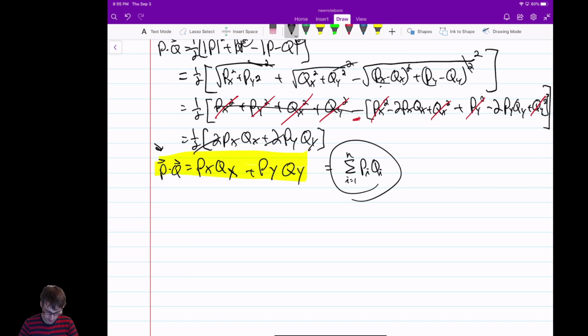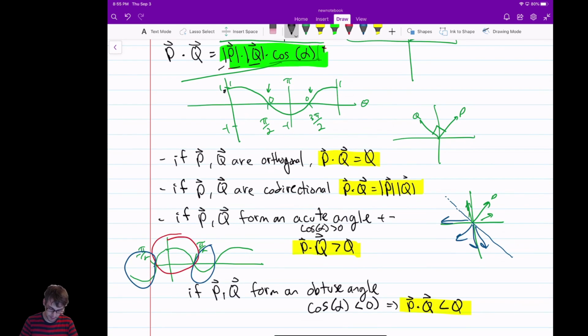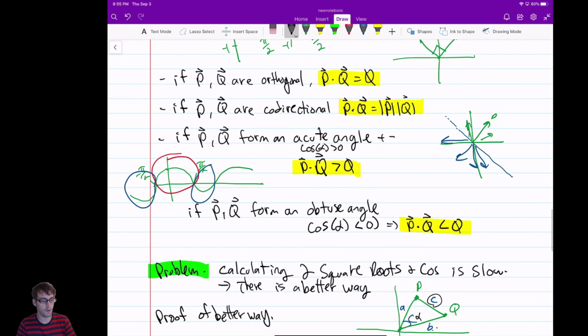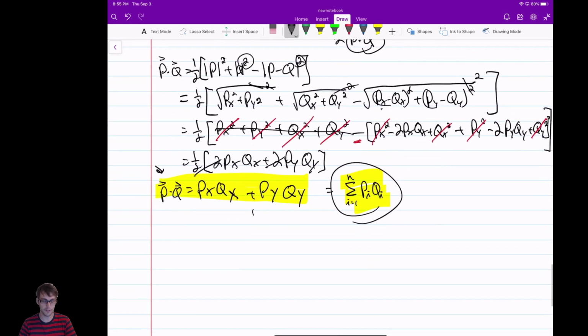All right, so this is a really powerful thing. Just by doing a multiplication, another multiplication, and an addition, we can find out whether vectors are orthogonal, codirectional, whether they form an acute angle or an obtuse angle. So I think that's a really, really powerful thing, and we're definitely going to see more of the dot product in this class.